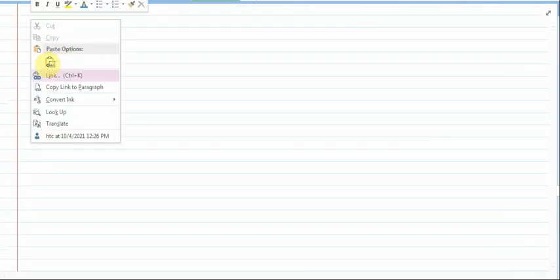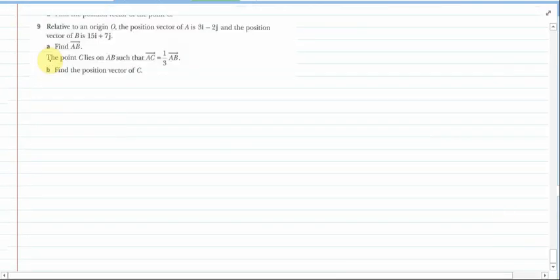It's question number 9. With respect to an origin, the position vector of A is this and the position vector of B is given. Find AB. So for the first part you have a time of 3 minutes. Find out the vector AB. So start. Alright, the first part is very simple.